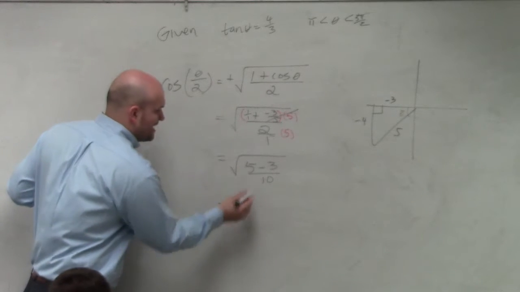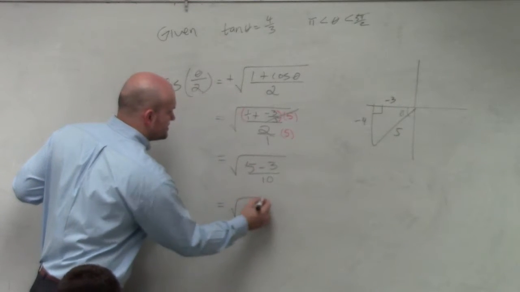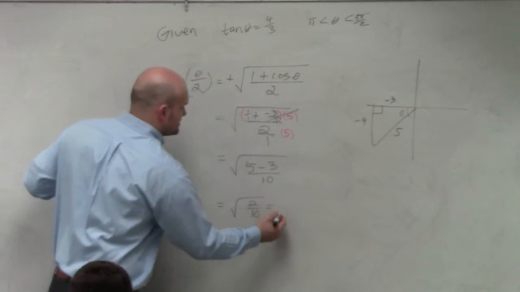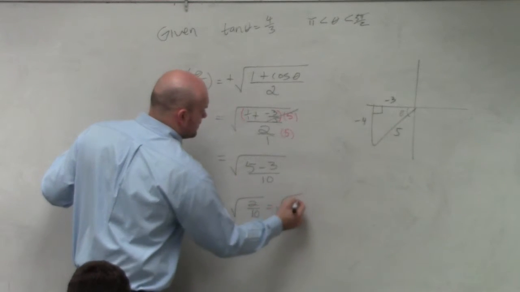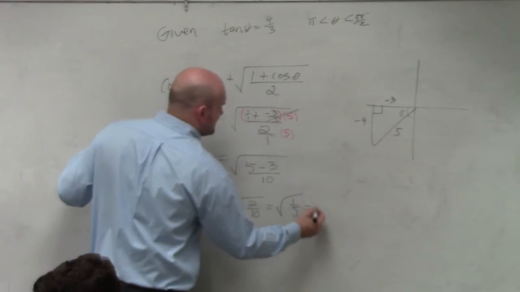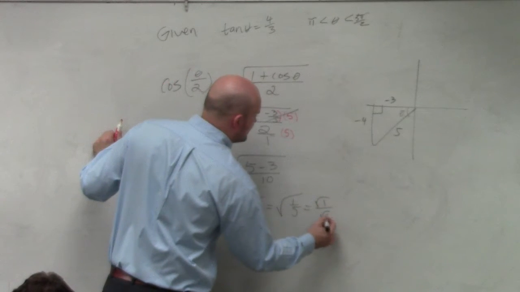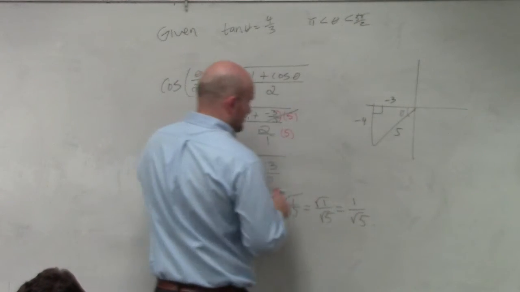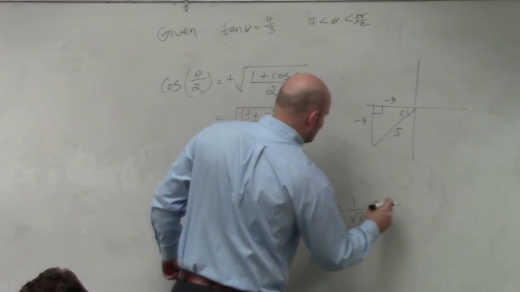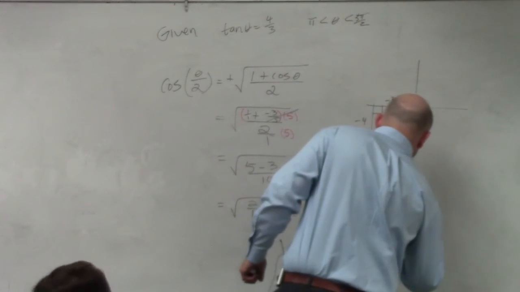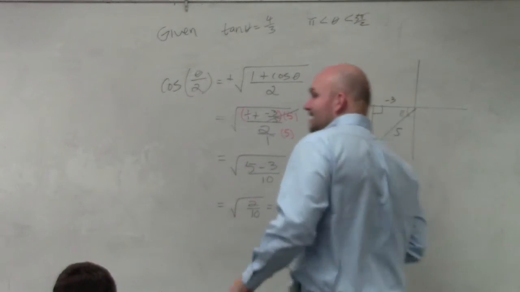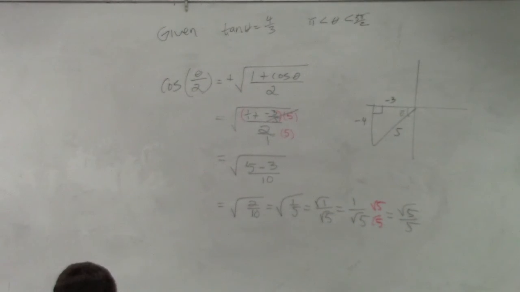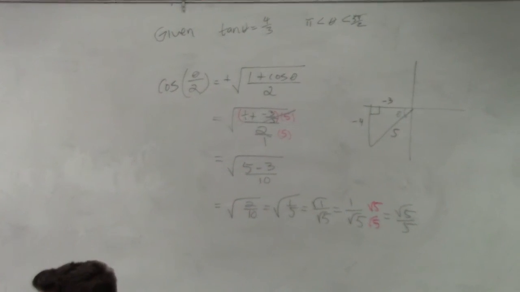Now, I still have a fraction, but now this becomes 2/10, which is the same thing as 1/5, which is the same thing as the square root of 1 over the square root of 5, which is the same thing as 1 over the square root of 5, which is the same thing as square root of 5 over 5. And that would be your final answer.